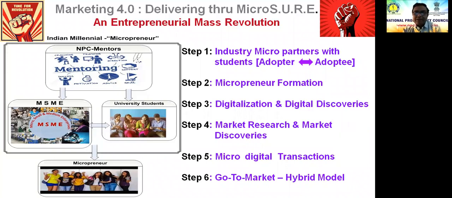So the first step says that there would be a micro partnership creation between students and the industry. Industry is going to be an adopter, and students are going to be an adoptee. So we say that growth mindset has to be adopter mindset.